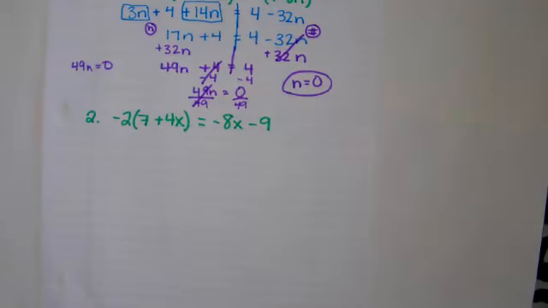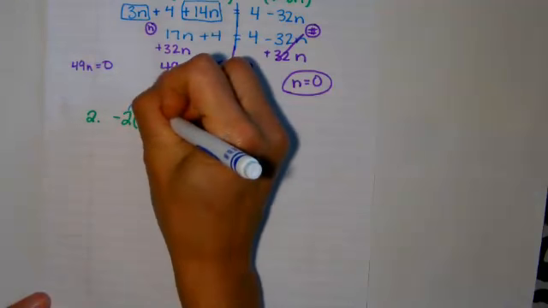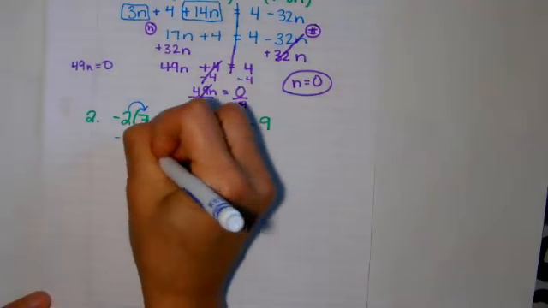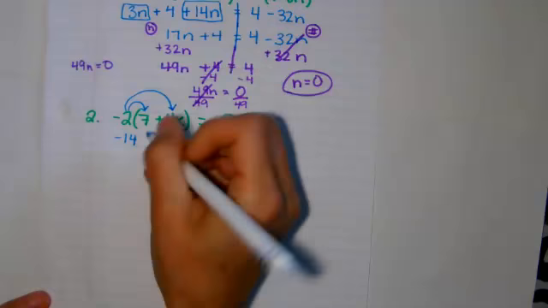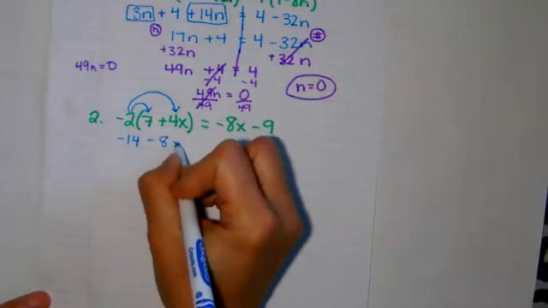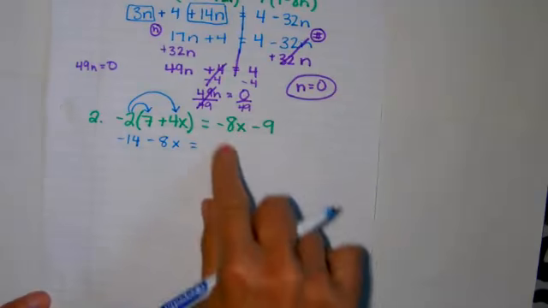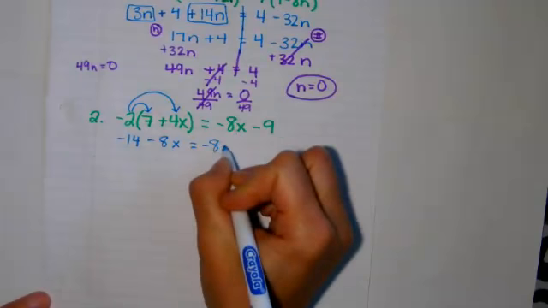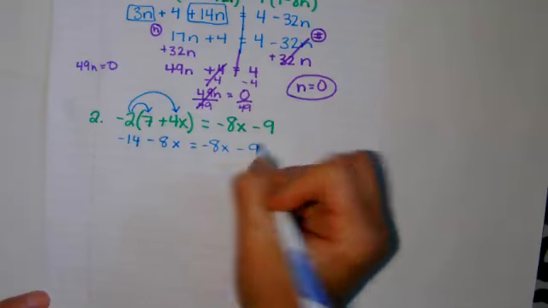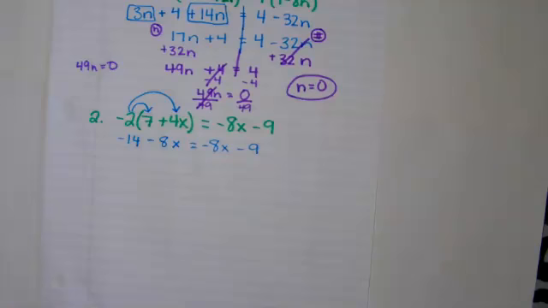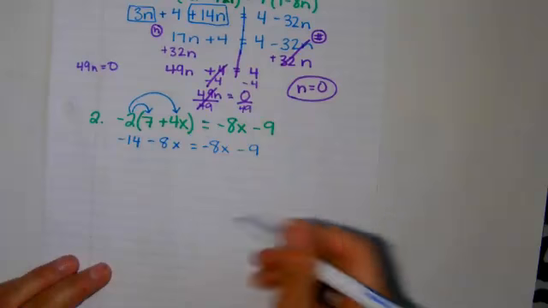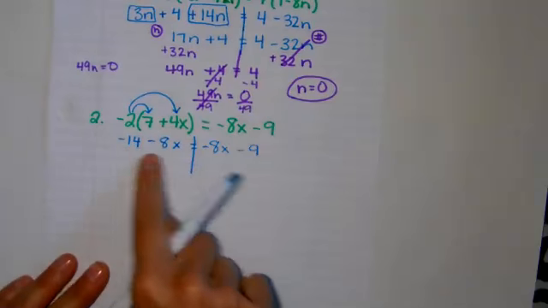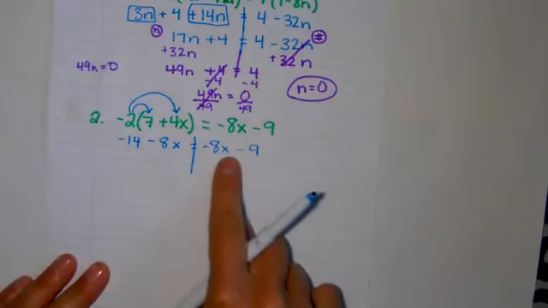So this one, -2, we got to get rid of parentheses first, times 7 is -14. -2 times +4x is -8x. This side doesn't have any parentheses, so I'm just going to bring it down. -8x minus 9. If you split these up, there's no like terms on either side. There's nothing I can put together here, and there's nothing I can put together here.